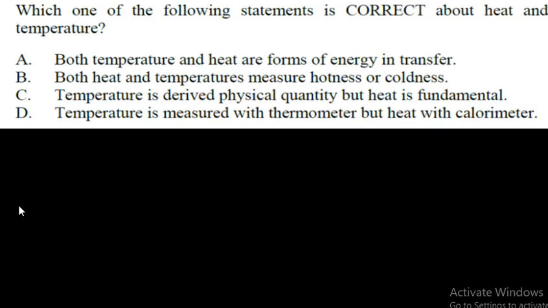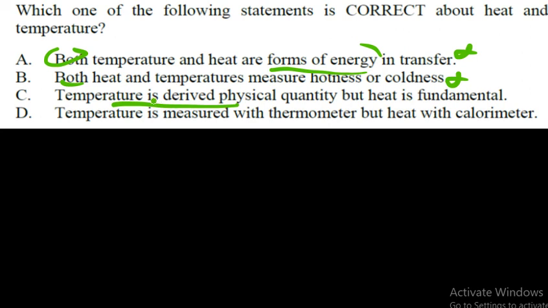Our question says, which one of the following statements is correct about heat and temperature? A, both temperature and heat are forms of energy. Wrong. Only heat is a form of energy. It says both, so it is wrong. B, both heat and temperature measure hotness and coldness. No, hotness and coldness will be measured by temperature, not by heat. Again, it fails. It says both. C, temperature is derived. No, temperature is not derived.